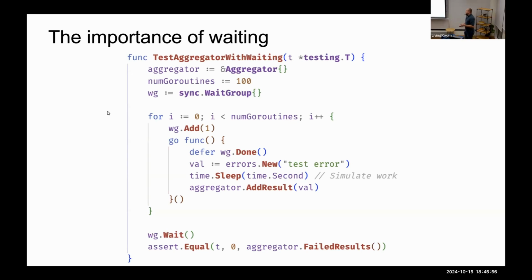So it's very important that if you have parallel code, you should always wait for all the routines that you have to finish, or that you are interested in, let's say, to finish. And of course, there's multiple ways to do this. You can do it with channels, you can do it with wait groups, choose your poison.